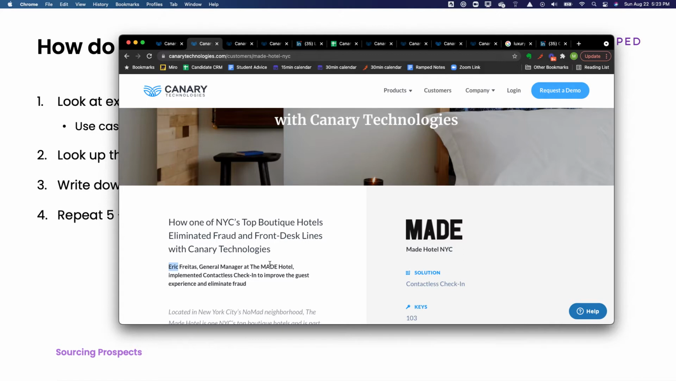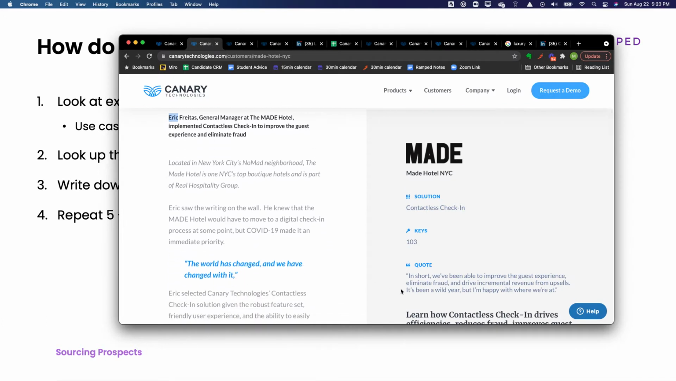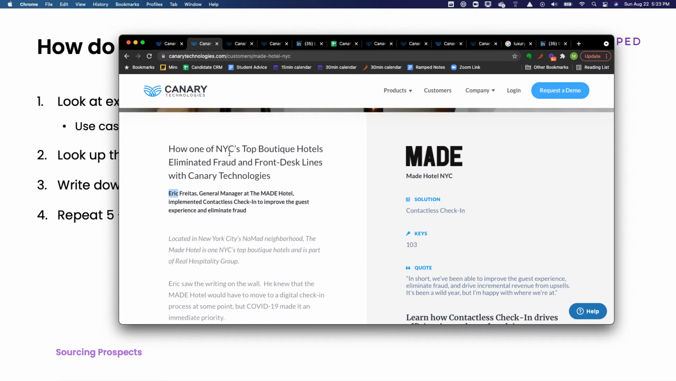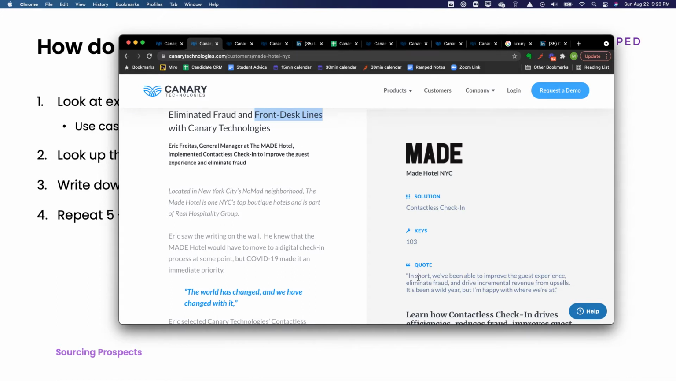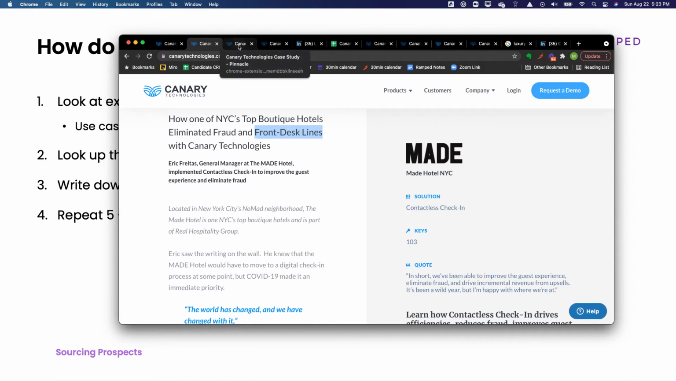And then two, what are some of the pain points he's having today that Canary might be able to solve? So in this case, we know he's a general manager, so he's responsible essentially for the day-to-day operations of the hotel from top to bottom. Now, if we start to figure out what he might have been trying to solve, we see in the first sentence here that he was trying to eliminate hotel fraud and front desk lines. So we see a quote here from him: we've been able to improve guest experience, eliminate fraud, drive incremental revenue from upsells. So a lot's going on here with Canary, which is great. That gives us a lot to work with.